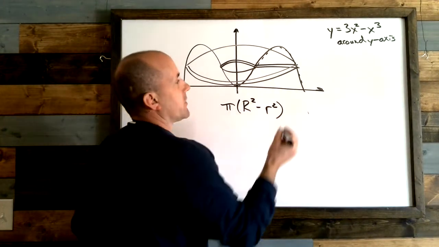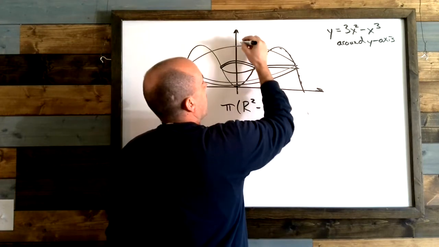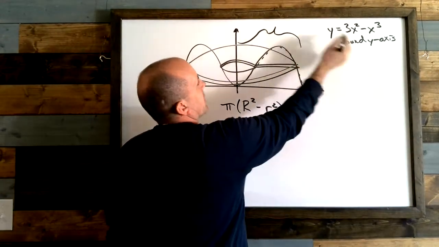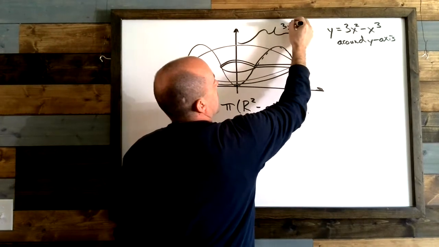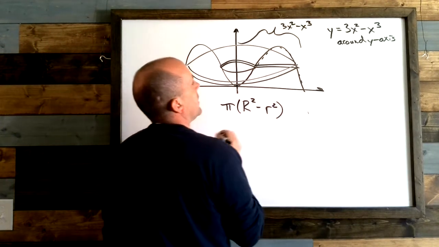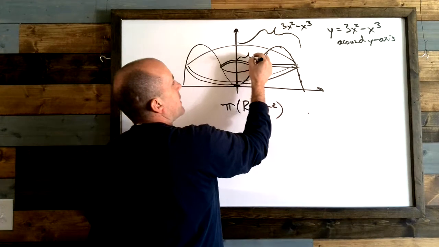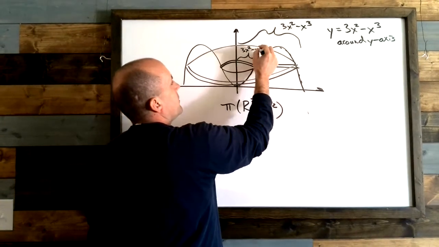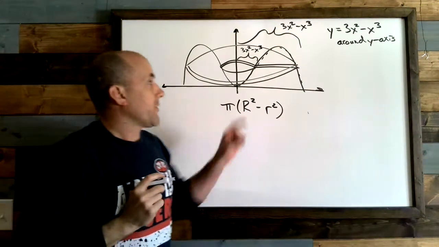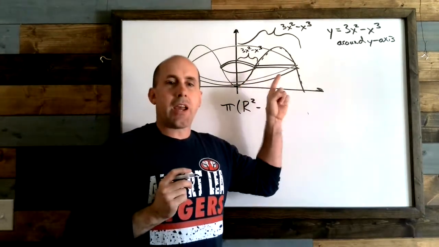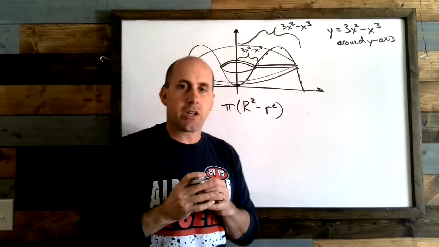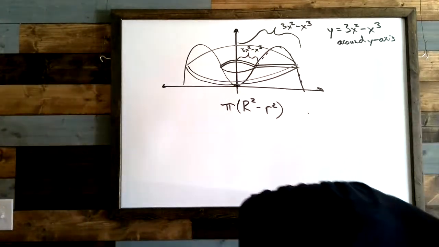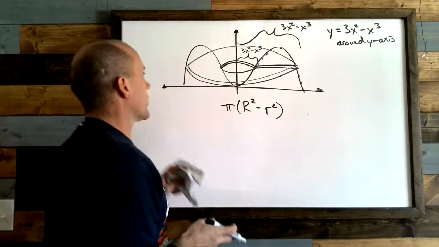And if you notice, what makes the outer radius? The outermost radius is made up of 3x squared minus x cubed. And this inside radius is also made up of 3x squared minus x cubed. So if the outside and the inside are the same, when you subtract them, they're going to completely disappear. And that's a huge issue. And so washers doesn't work.